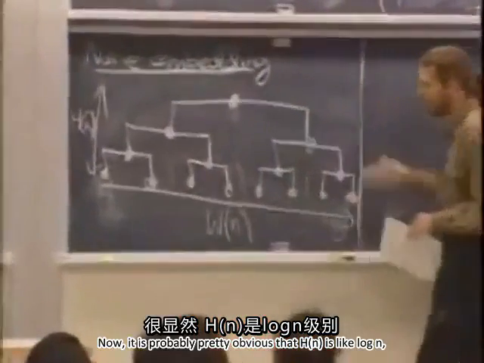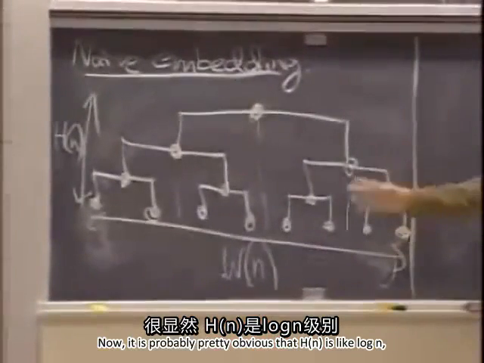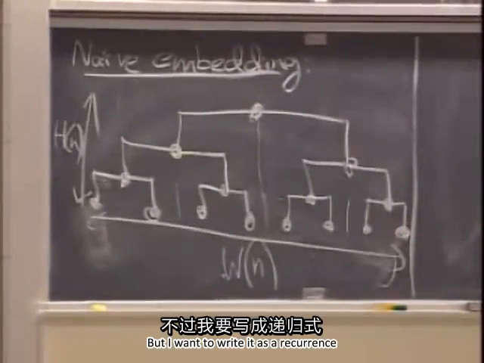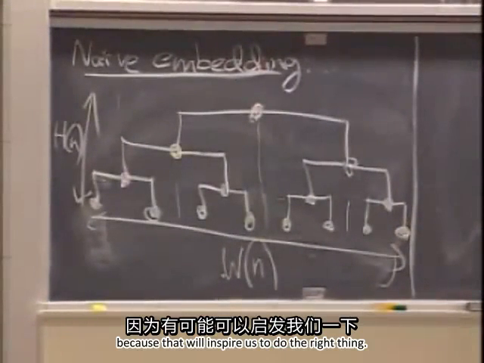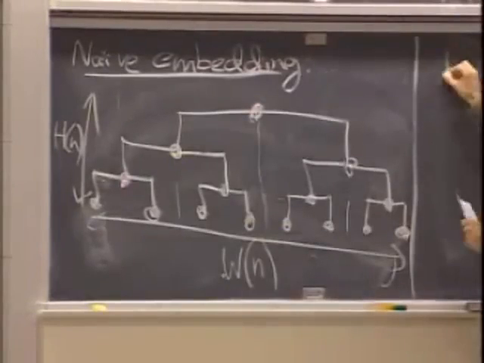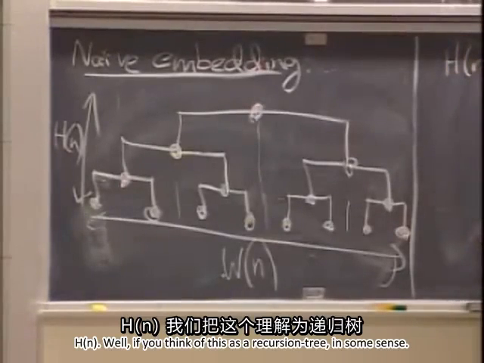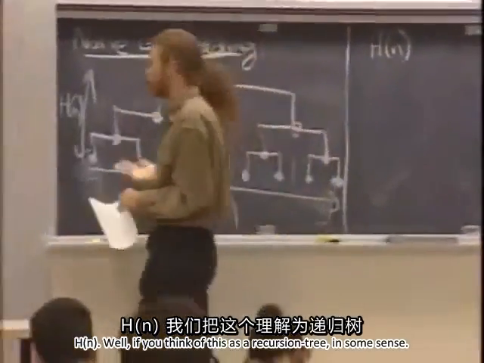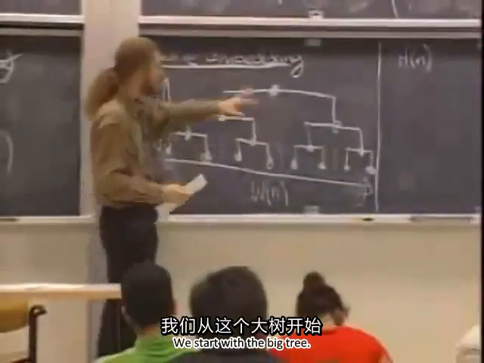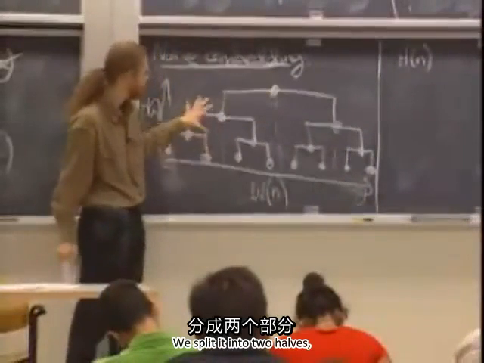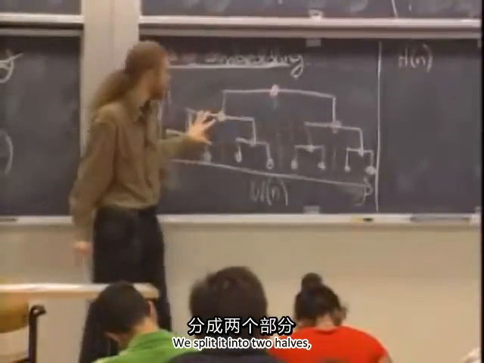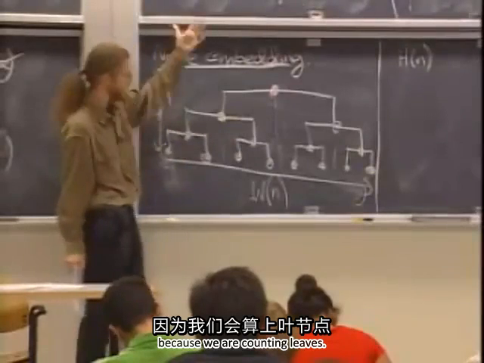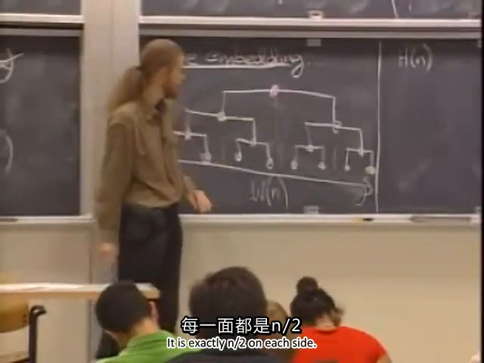Now it's probably pretty obvious h of n is like log n, w of n is like n, 2n, whatever. But I want to write it as a recurrence because that will inspire us to do the right thing. So h of n, well, if you think of this as a recursion tree in some sense, we start with the big tree, we split it into 2 halves, 2 subtrees of size n over 2 indeed, because we're counting leaves. So it's exactly n over 2 on each side.